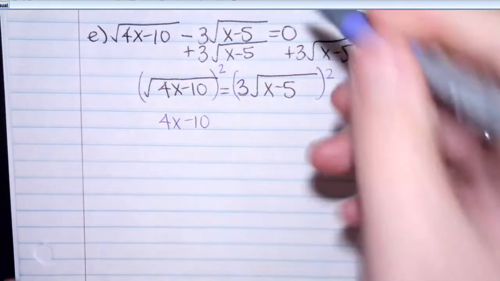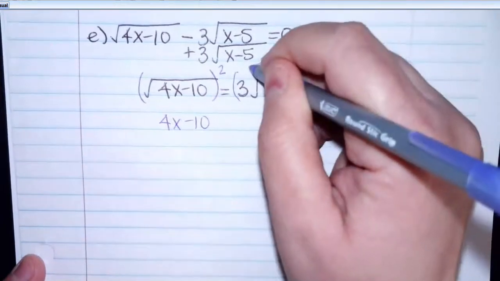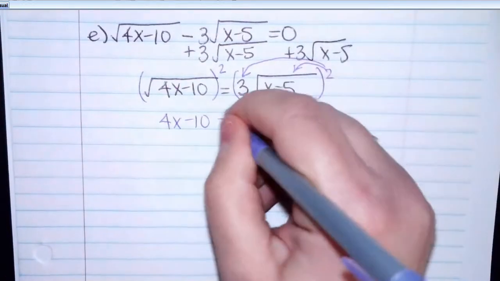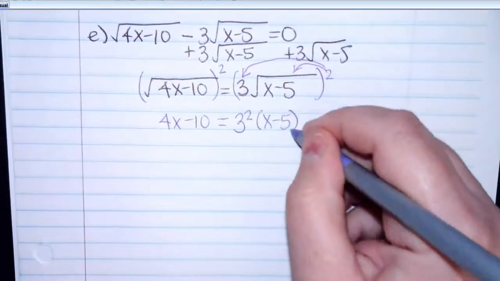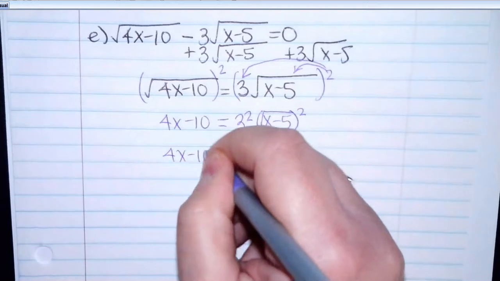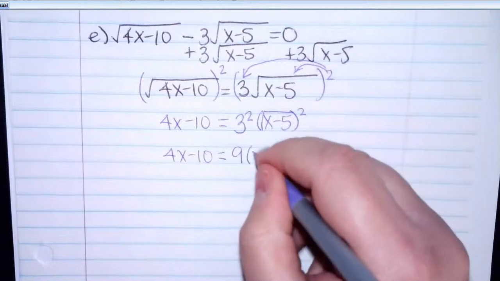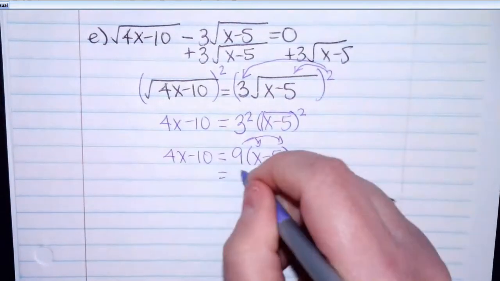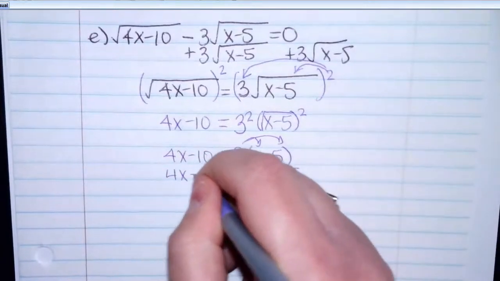This is a little tricky. I actually have a product here. I have 3 times this radical, so when I square this, I need to square the product. So I'm going to write out maybe an extra step here, but I'm squaring the 3, and then I have this square root of x minus 5, and that's going to be squared. So this is going to be 4x minus 10 equals 9. Now, the square root and squared here do cancel each other out, but I would keep that in parentheses because you're just going to need to distribute that 3 squared, which is where I got the 9. And so I'm going to get 9x minus 45, 4x minus 10.